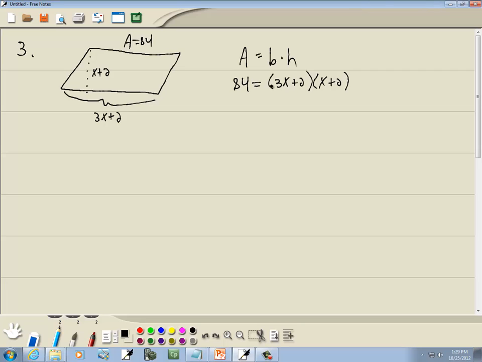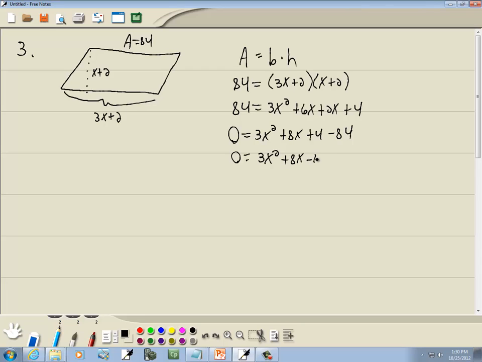So first thing we have to do is get rid of the parentheses, get everything over to one side, and then refactor it. Well, 3x times x is 3x squared. 3x times 2 is 6x. 2 times x is 2x. And 2 times 2 is 4. Now I'm going to go ahead and take the 84 over. So we've got 3x squared. 6x plus 2x is 8x. Plus 4 minus the 84. Which gives us 3x squared plus 8x minus 80.